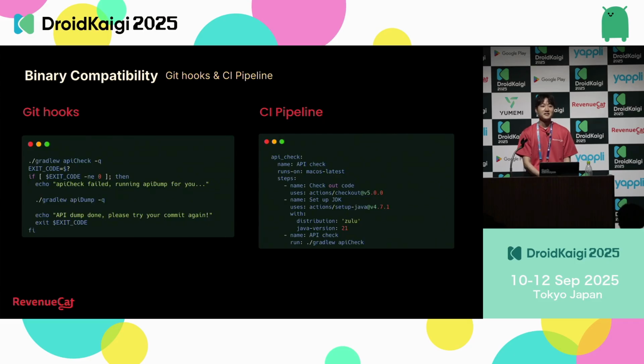And you can make it easy by leveraging Git hooks and CI pipelines. So you can validate binary compatibilities on your local machine or CI machine, depending on your taste.